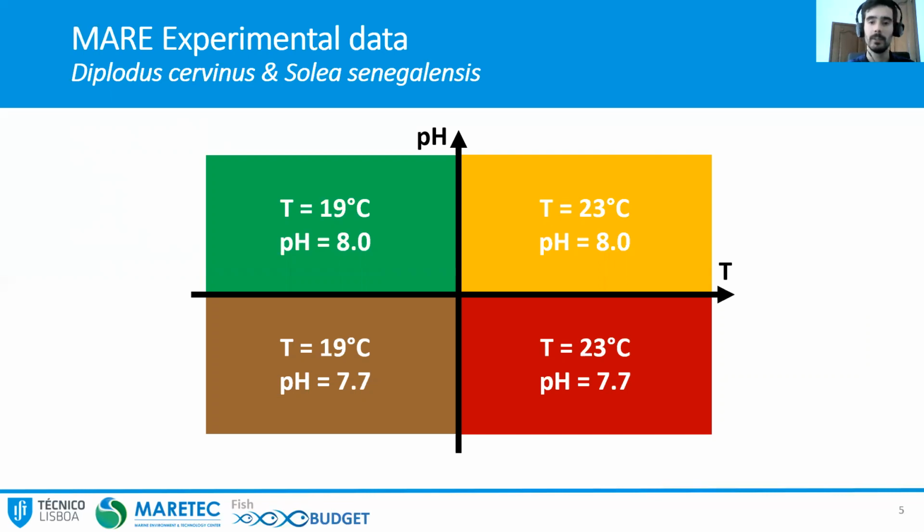For the zebra sea bream and the Senegalese sole, these temperatures are 19 and 23 degrees Celsius, and the 2 pH levels are 7.7 and 8.0. For the white sea bream, the values are slightly different: 19 and 24 degrees Celsius, and 7.4 and 8.0 on pH.